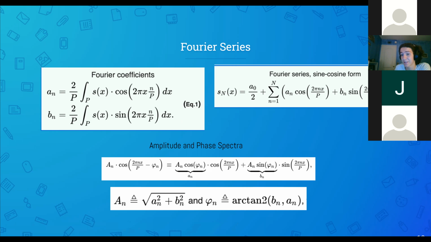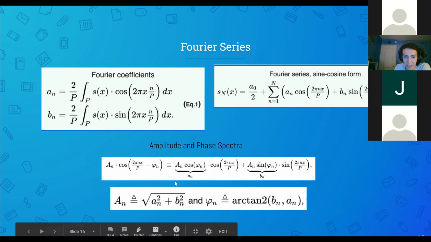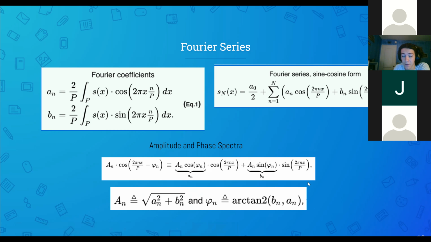So it's sort of like you have orthogonal vectors in your vector space, right? You're finding the overall amplitude by taking the Pythagorean theorem for the sides of the triangle. And then you're finding the angle between them through taking the inverse tangent of those.